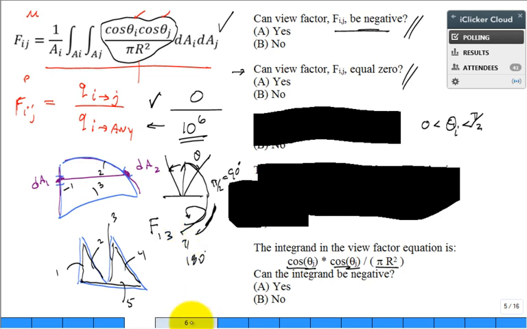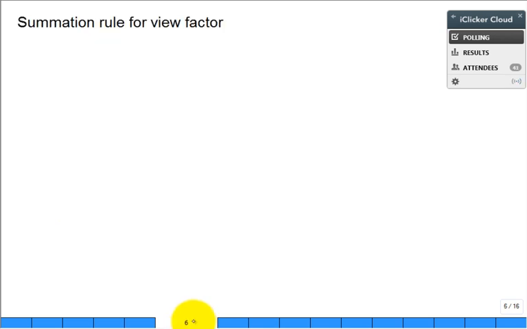All right, let's press forward. Now we bring into our rule, the summation rule. There's a couple of ways of doing the summation rule. Think of an enclosure.